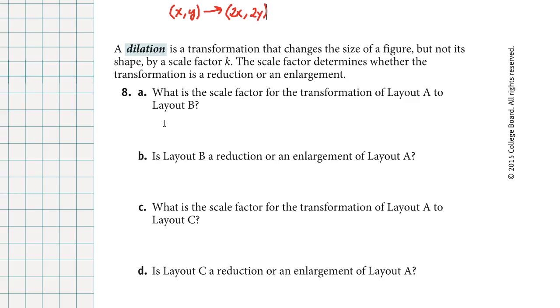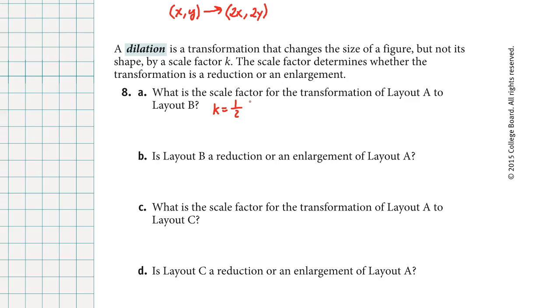Now question 8a, what is the scale factor for the transformation of layout A to layout B? Remember that we had expressed in words what happens when it changes from layout A to layout B, and we had even written an equation for that. Layout B was half of layout A. So our scale factor is a half. So when we're asked what is the scale factor, we can write down k equals a half. K is the number that you multiply by to change the size of a figure.